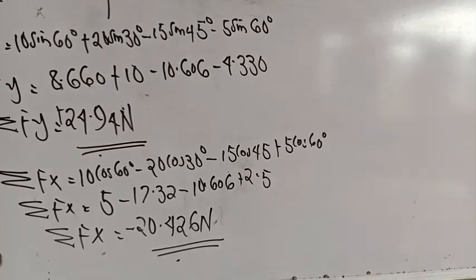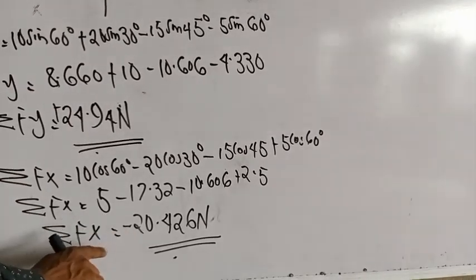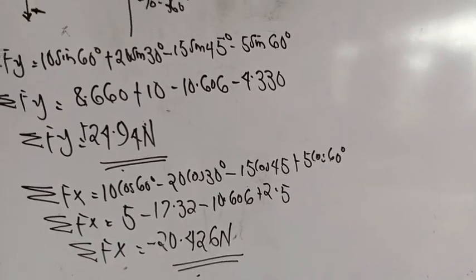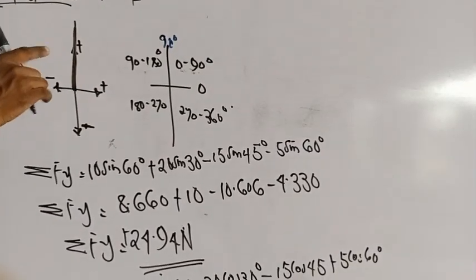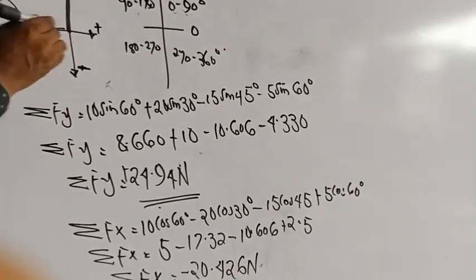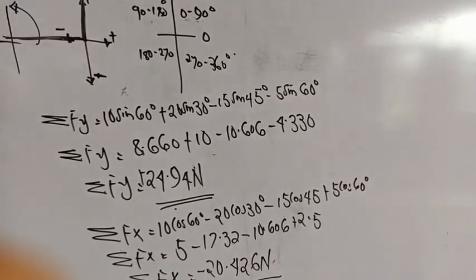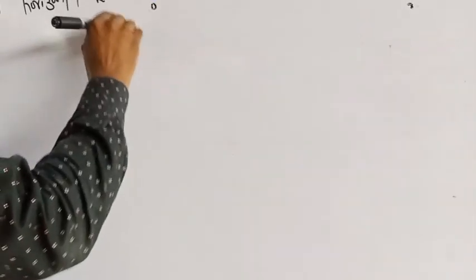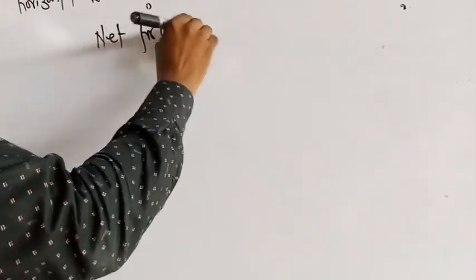So at the end of the day, the sum of all forces acting vertically is positive. The sum of all forces acting horizontally is negative. That means the y is going this direction because it's a positive value according to sign convention. The sum of the force acting horizontally is negative, which means it's acting towards this direction. So with that, we can now draw our net force diagram.